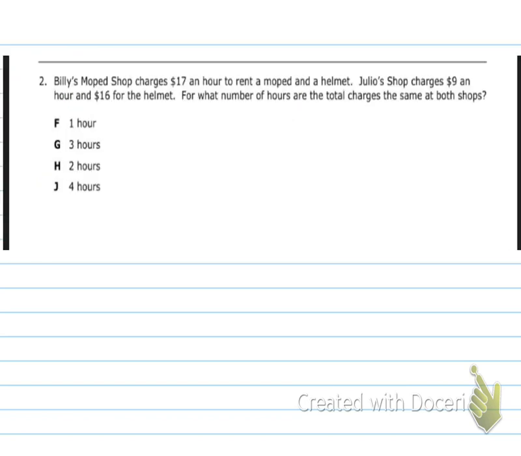All right, on the next one, Billy's moped shop. So on this one, I want to focus on these. When are the total charges the same at both shops? See, that word right there tells me that I need to write an equation. And then there's two sides. So I'm going to set one side as Billy's, and then I'm going to set the other side as J for Julio. So when do they both charge the same?